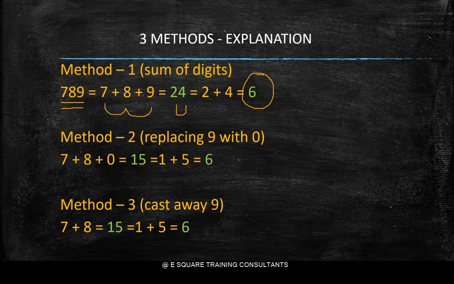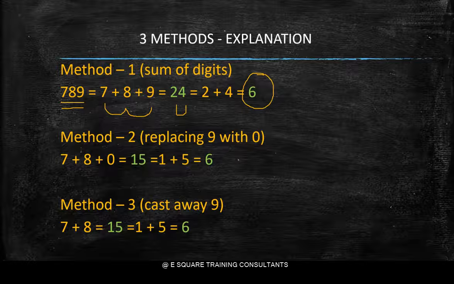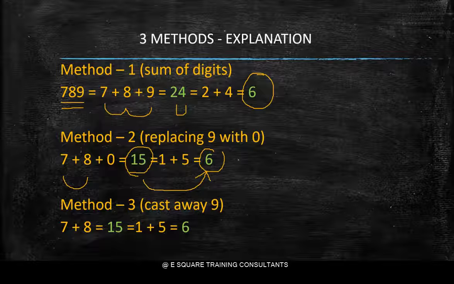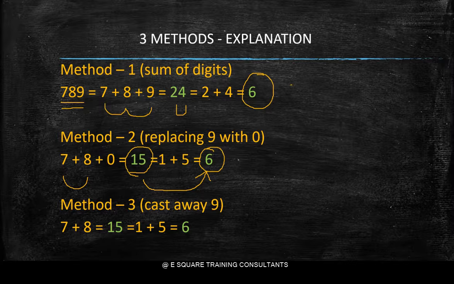So how do I do it with replacing 9 with 0? Here in the place of 9, I'll take 0. So 7 plus 8 is going to give me 15, but 15 is not my digital root. Again, I add 1 plus 5 and my answer is 6. So ultimately 6 is my digital root as in the previous case.